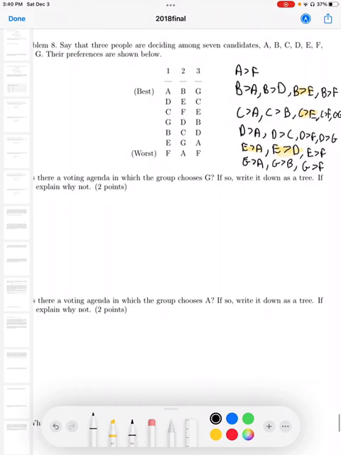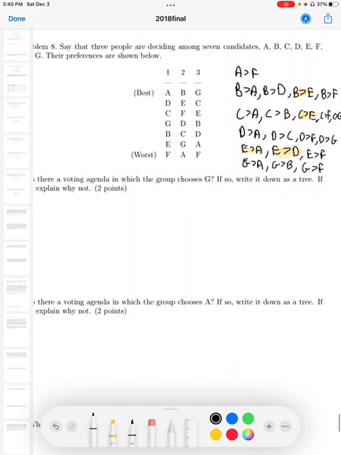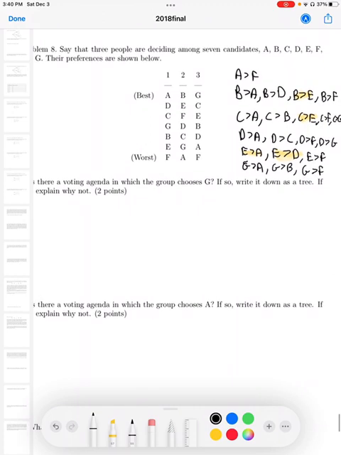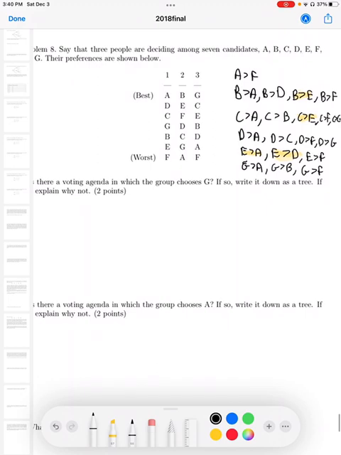Wait, I think I'm missing one. B, G, F, G, E. Okay, yeah, we're missing E and G. So if we go back here, person 1 prefers G over E, 2 prefers E over G, 3 prefers G over E. So G is bigger than E. They prefer G over E.